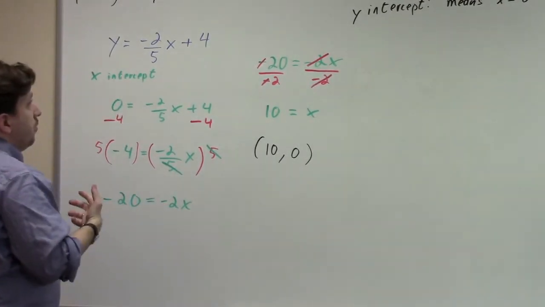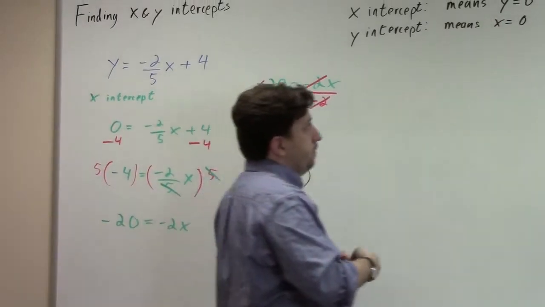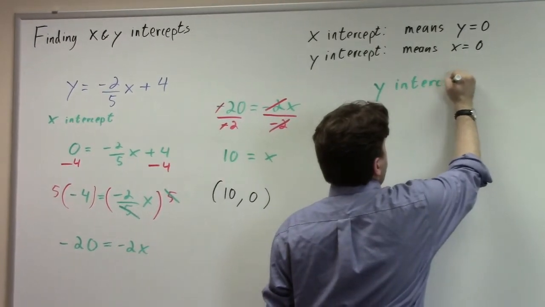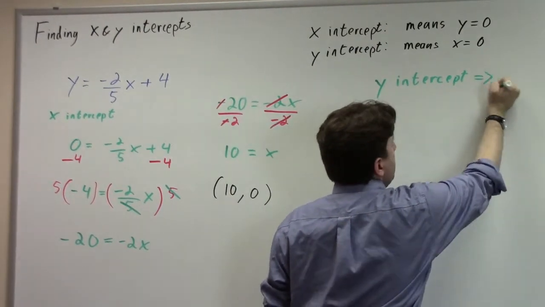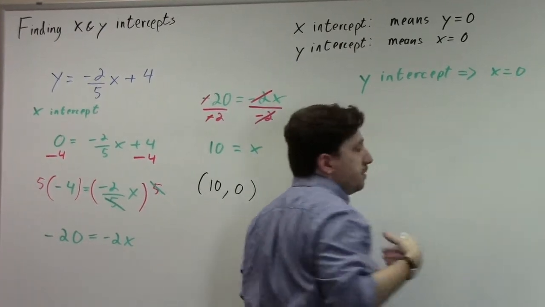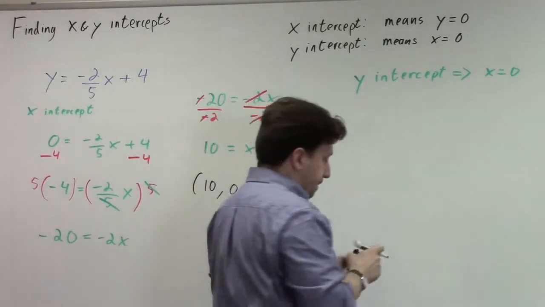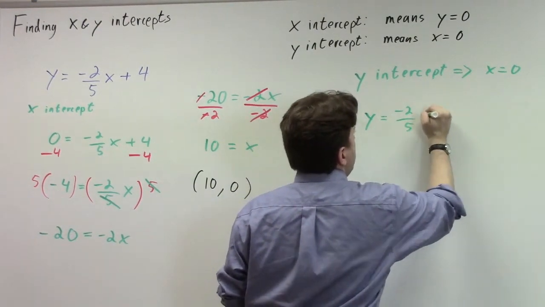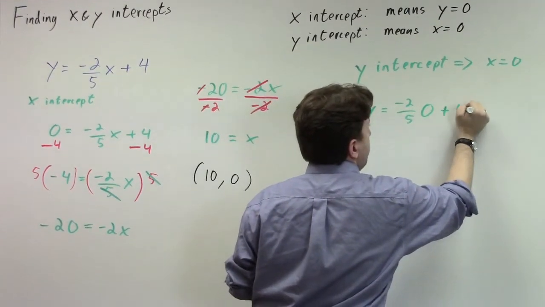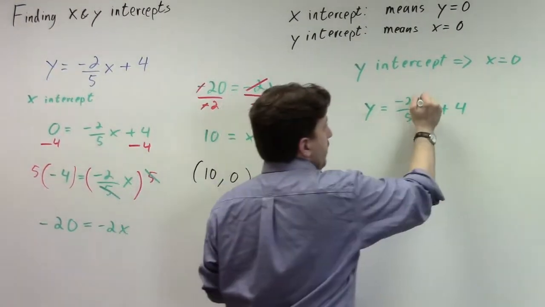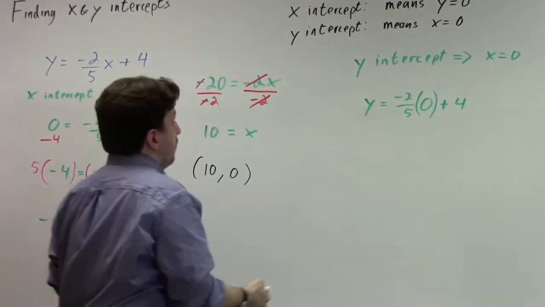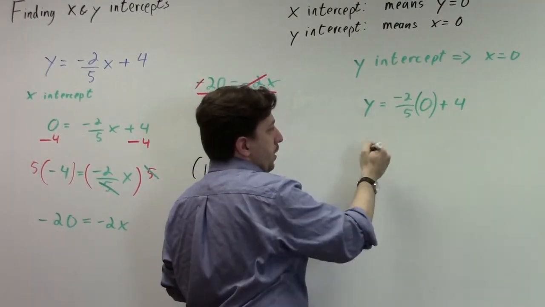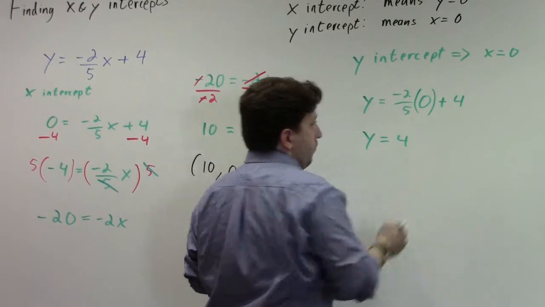Now, to find our y-intercept, it's actually going to be a little bit easier than the x-intercept. So remember, y-intercept means that x equals 0, always the opposite variable. So I'm going to start off by plugging in 0 for x. So that should give me y equals negative 2/5 times 0 plus 4. Now in this case, when we simplify, this is going to be 0, and this is going to go away. And that's going to give me y equals 4.